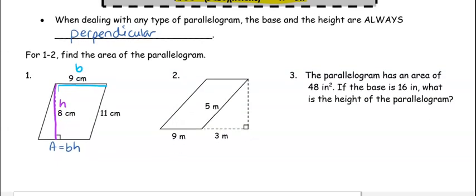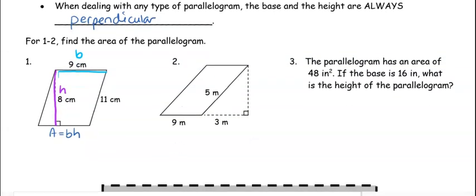Now it seems weird, you're like, well, the base, shouldn't that be the bottom? If you remember about parallelograms, opposite sides are congruent. So if the top is 9, the bottom is 9. If the left is 11, then the right is 11 as well. But we're actually not going to use the 11. That's going to be extra distractor information.